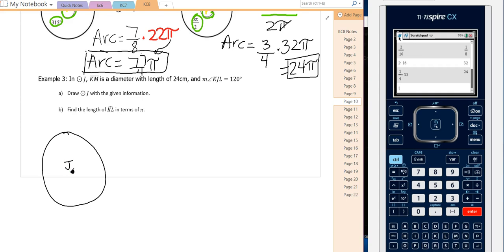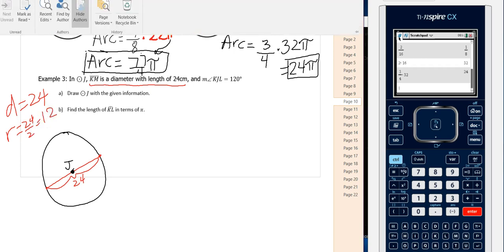And it tells me that KM is the diameter. So I'm going to get a different color here. And it says KM is the diameter of 24. So diameter means it goes through the center. And this whole thing is 24. All right, so knowing that the diameter is 24, that should kind of ring some bells, because later on, we're only going to need the radius, right? Radius is half of that. So if you do 24 divided by 2, that's going to give us 12.